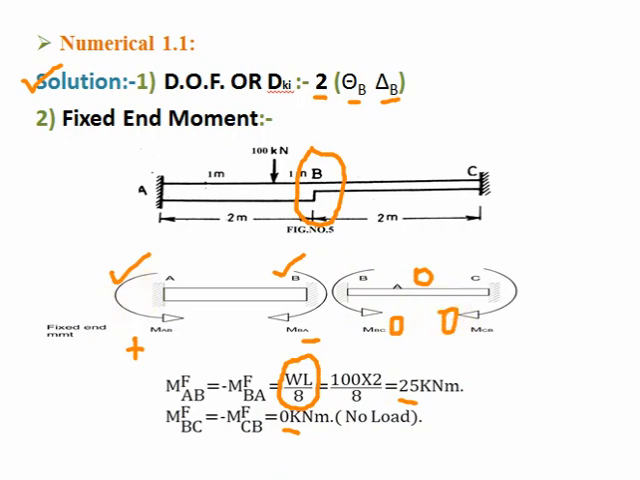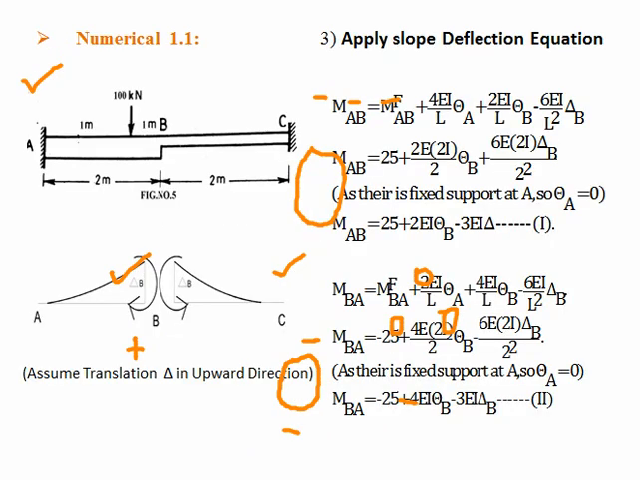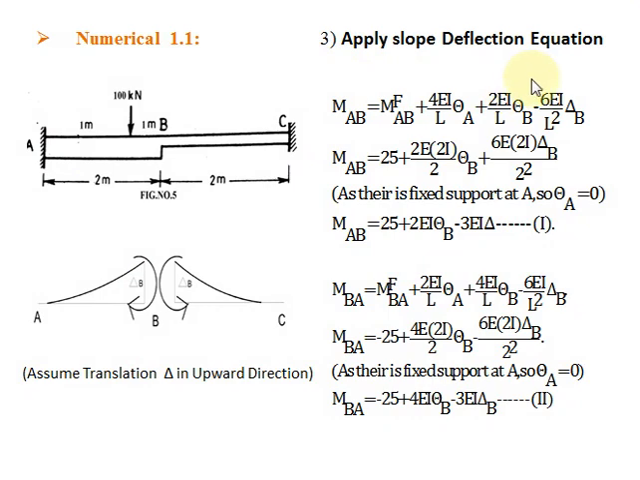Now after calculating these fixed moments, we have to move ahead for the slope deflection equation. So now let's develop the slope deflection equation for each span. Let's consider first span AB. So MAB is equal to MFAB plus 4 EI by L into theta A plus 2 EI by L into theta B minus 6 EI by L square into delta. Now in this case delta and theta B are there. Now theta A will be 0.